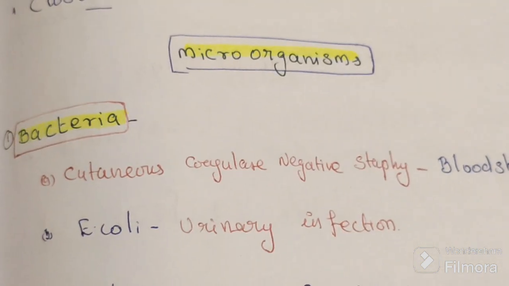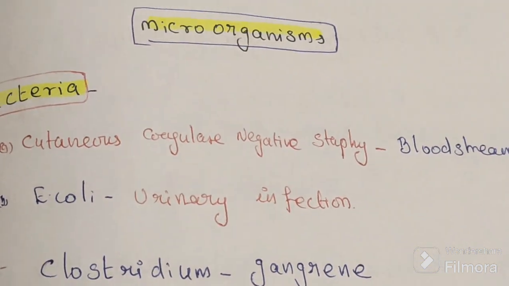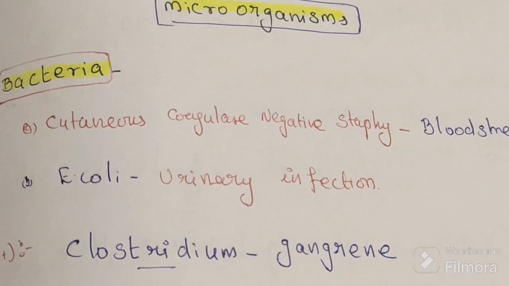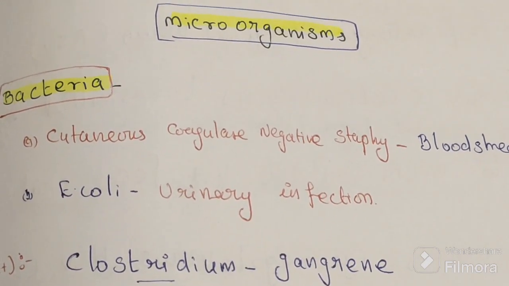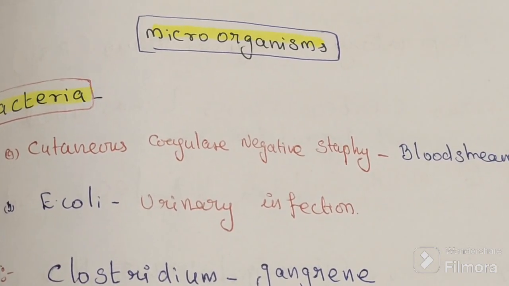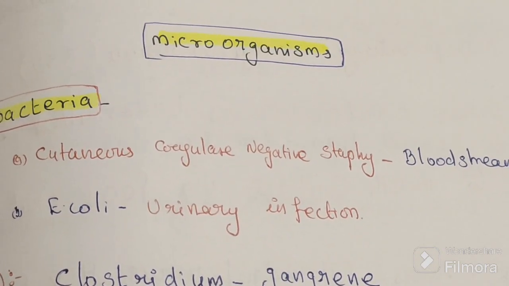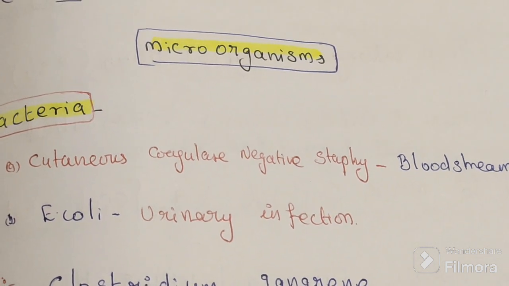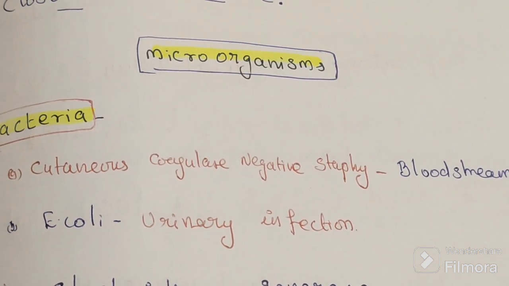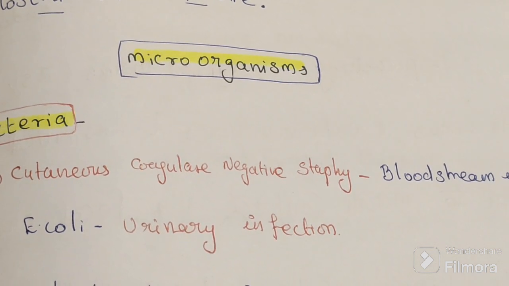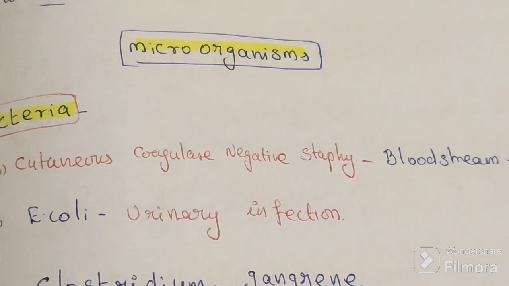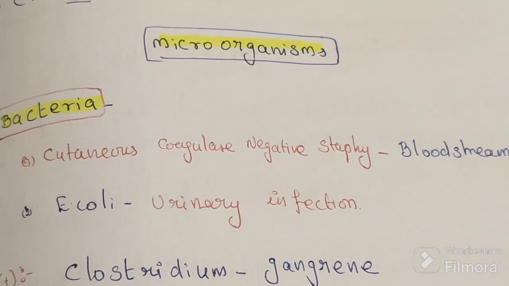Next, microorganisms. The first one is bacteria. These bacteria cause the most common nosocomial infections. The commensal bacteria found in the normal flora of healthy humans have a significant protective role by preventing colonization by pathogenic microorganisms. Some commensal bacteria may cause infection if a person is immunocompromised.